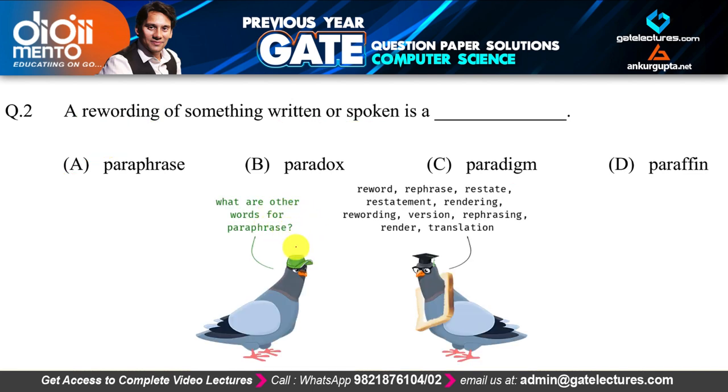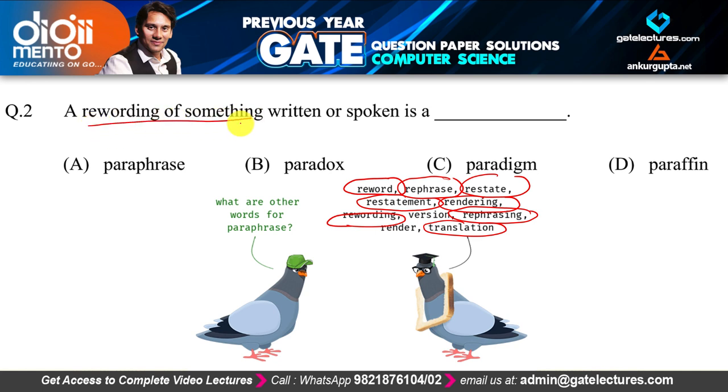So paraphrase, the first synonym is rewording. It can also be said rephrase or restate or restatement or rendering or rewording or translation or version or rephrasing. All these things are used as synonyms to paraphrase. So paraphrase means rewording of something. Now what is paradox?